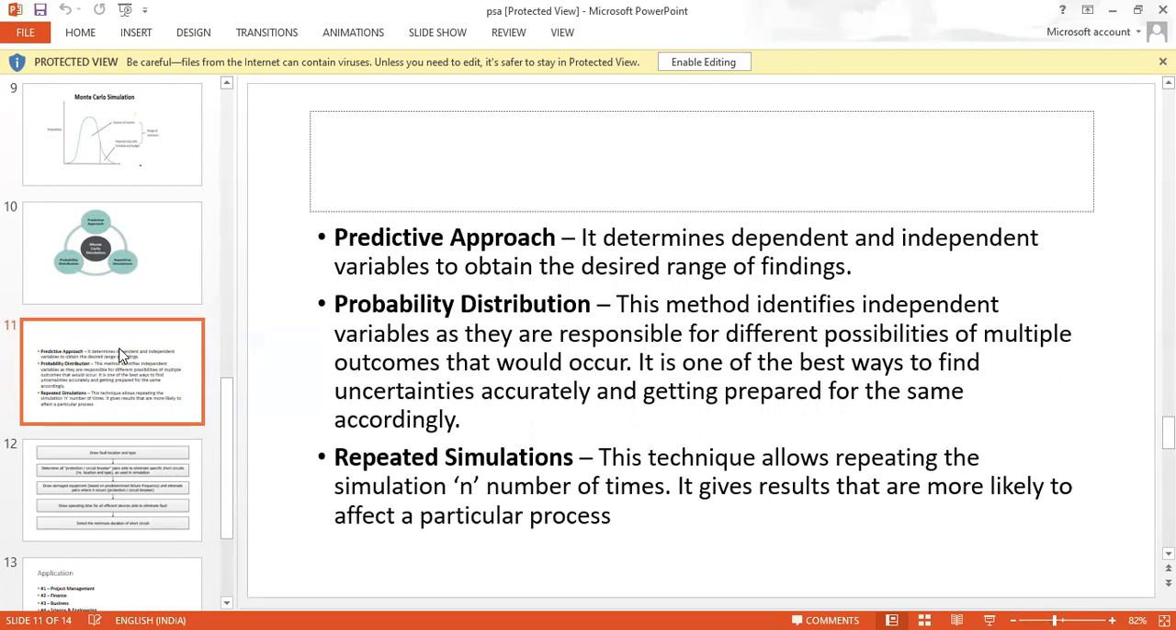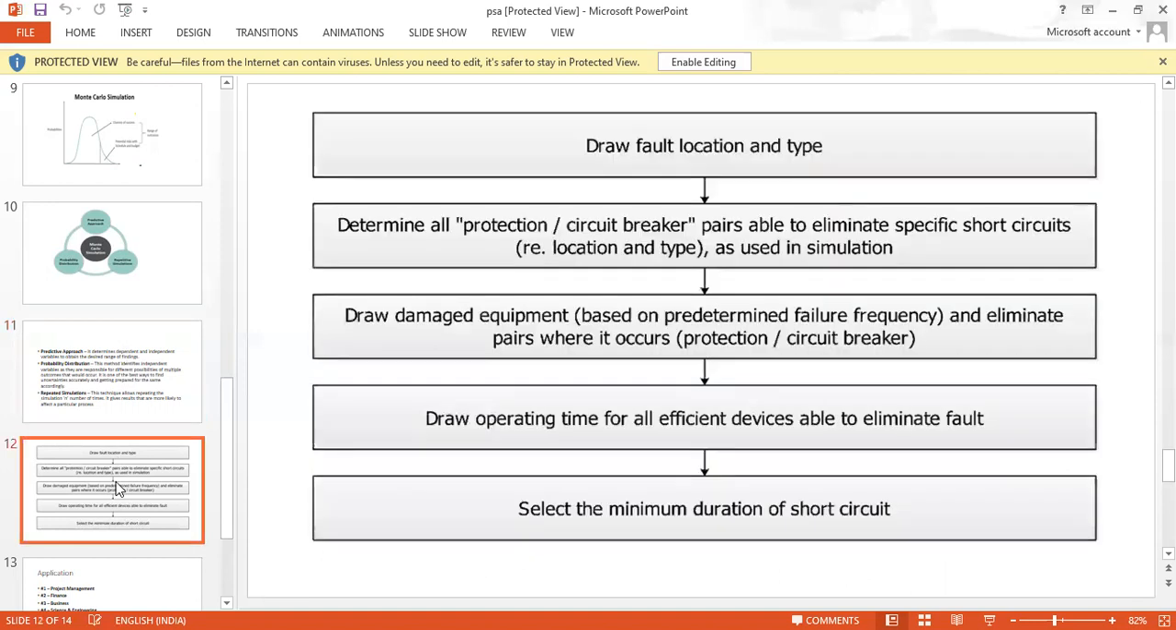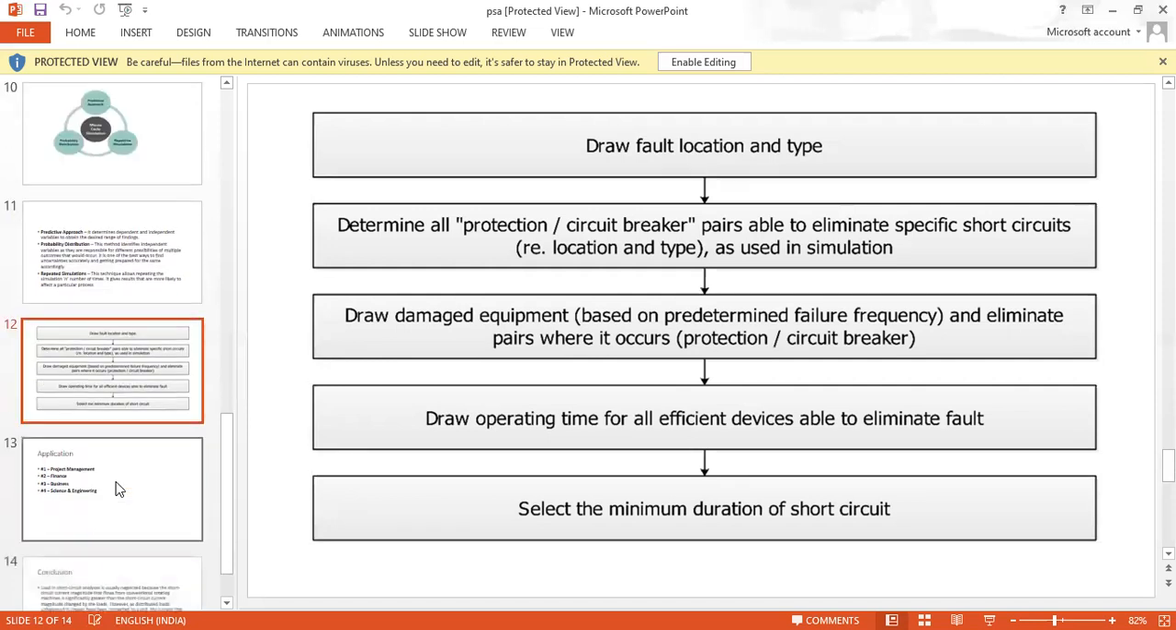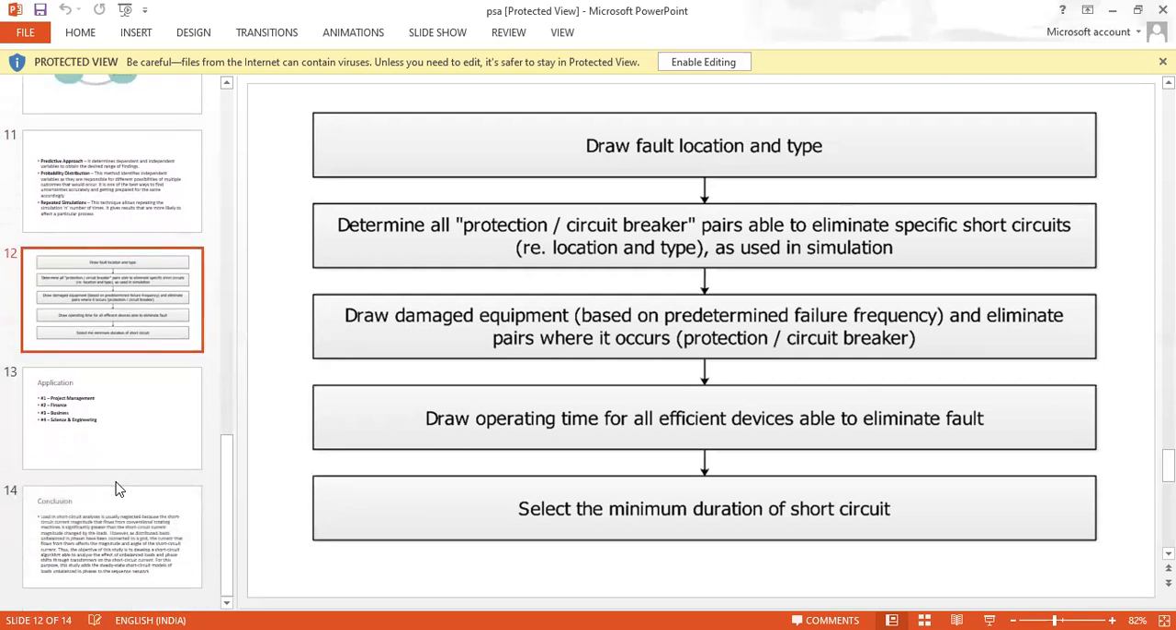Repeated simulations: this technique allows repeating the simulation n number of times, giving results that are more likely to affect a particular process. And the tree diagram is all about drawing the fault location and type. Determine all protection breaker pairs able to eliminate specific short circuits. That is, location and type are used in the simulation to draw damaged equipment and eliminate pairs where it occurs, the protection of the circuit breaker. Draw operating time for all the efficient devices able to eliminate the fault, and select the minimum duration of the short circuit.